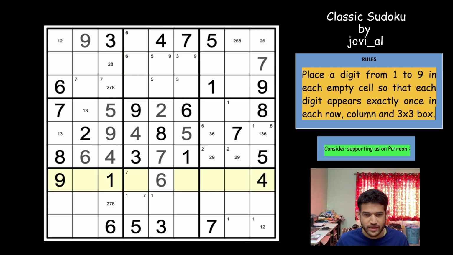1, 4, 6, 9 and 3 and 5. So I'll need 2, 7 and 8. These two cells are 2, 7, 8, and you can't have 7 here. This is 2 and 8. Let's just focus on row 4. This is a 3, 4, and that's a 1, 3, 4.